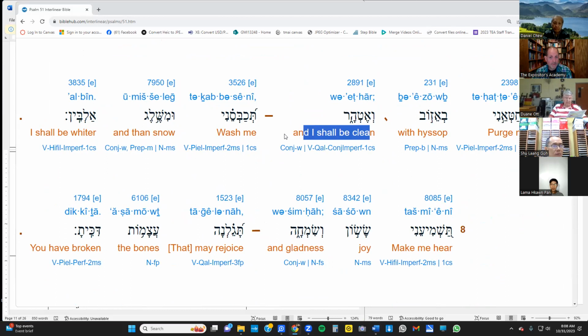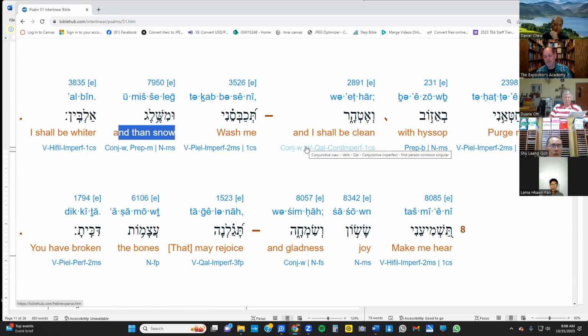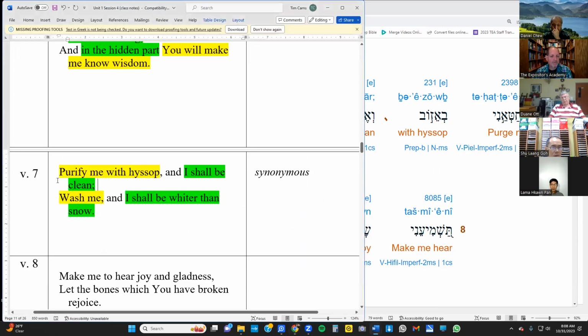Purge me with hyssop, I shall be clean. That's the same as the English. Wash me, and snow, I shall be whiter than. So no, the word order matches the English correctly. So in this case, the English translation that we have is correct, not only in the word definitions that it identifies correctly, but also in the order of the words. So there's no chiasm here. Which is interesting. We say, well, he's been using it so much already. He chooses not to here in verse 7, but it is synonymous.